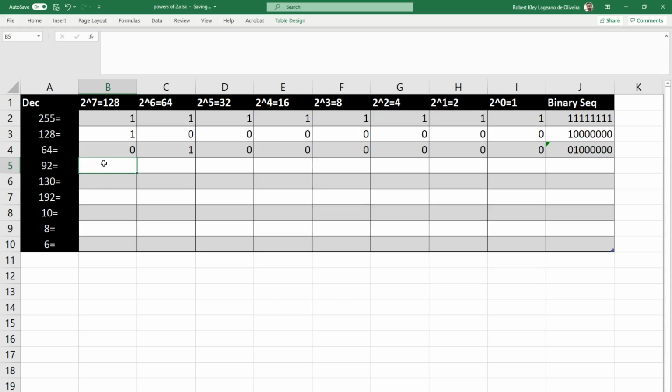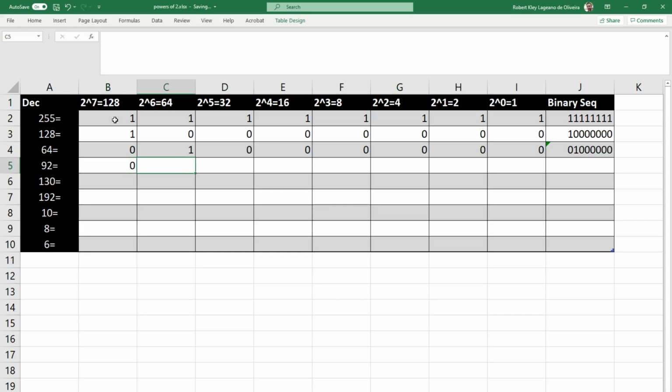So 92 is not divisible by 128. So we cannot divide 92 by 128 and get a number that is greater than 1. And for these reasons, we don't need 128 to write down 92. So it's going to be a 0 here.